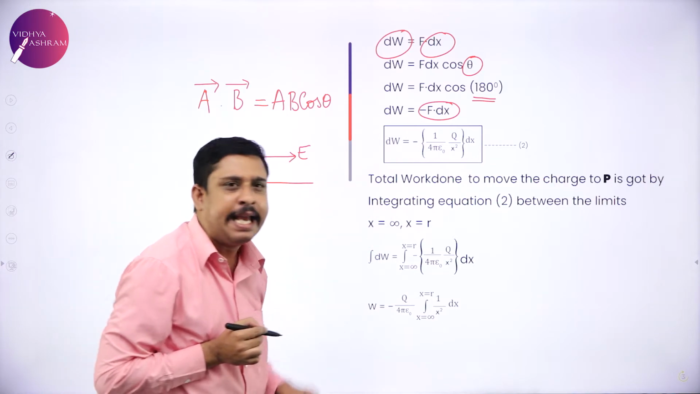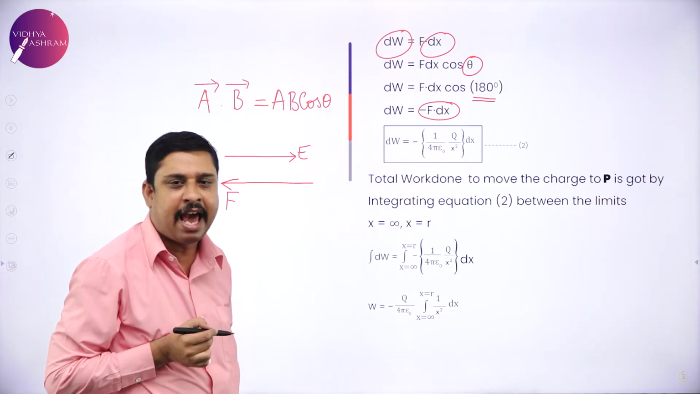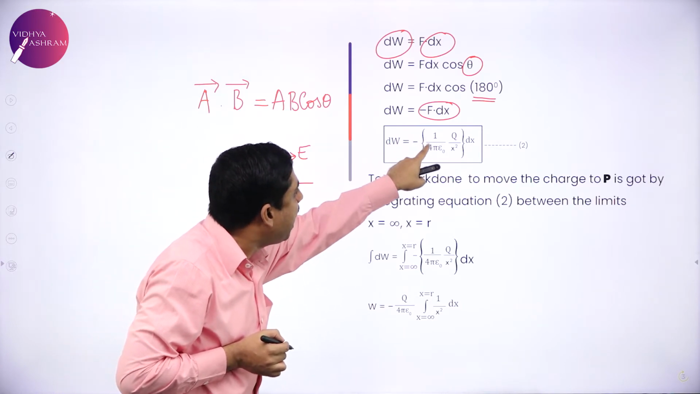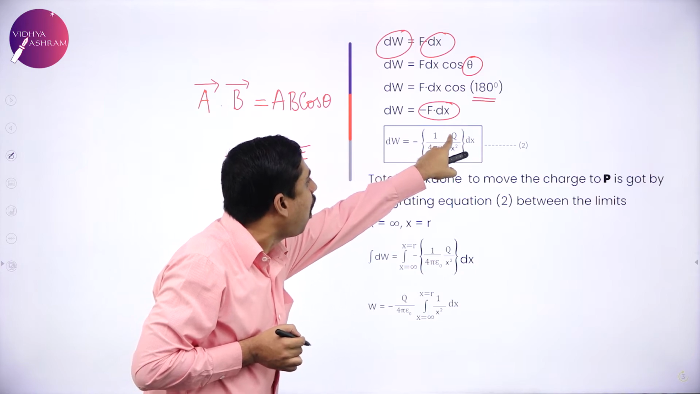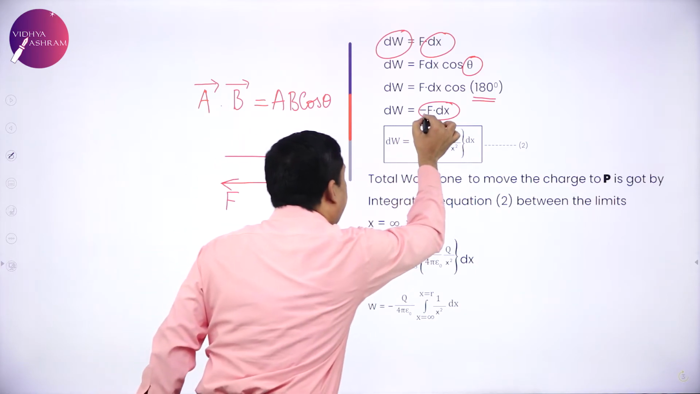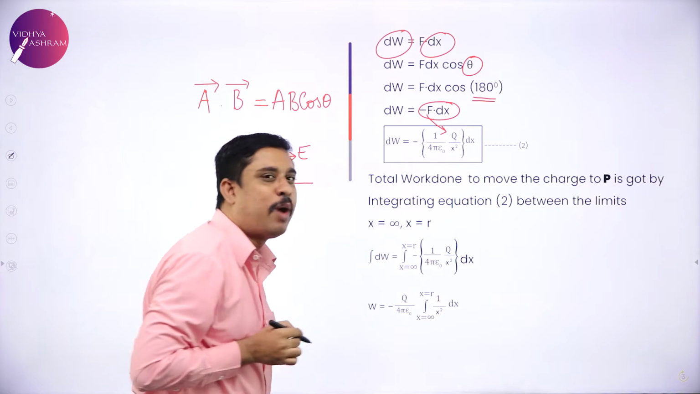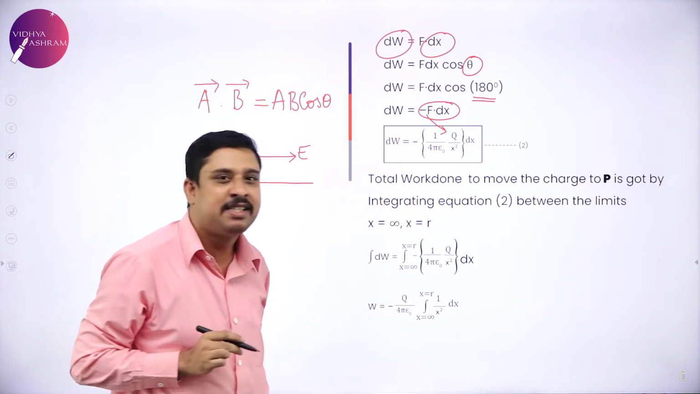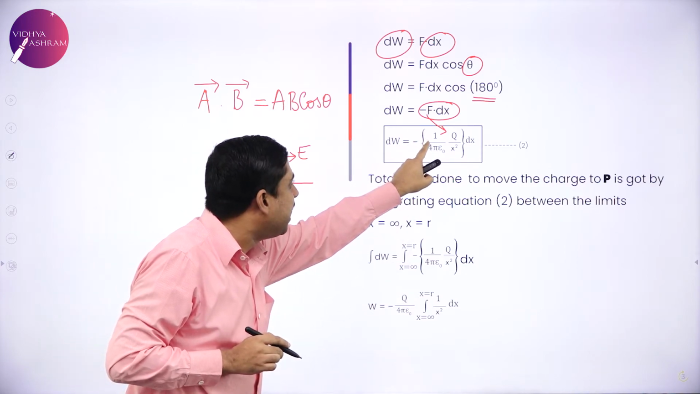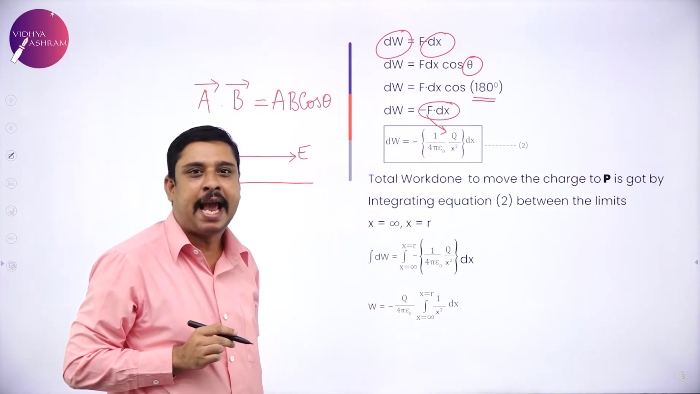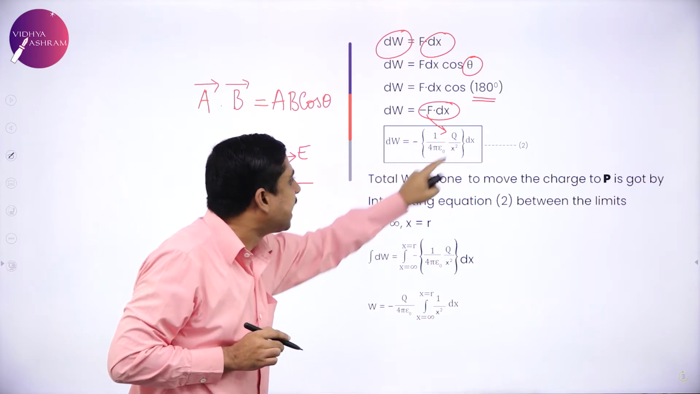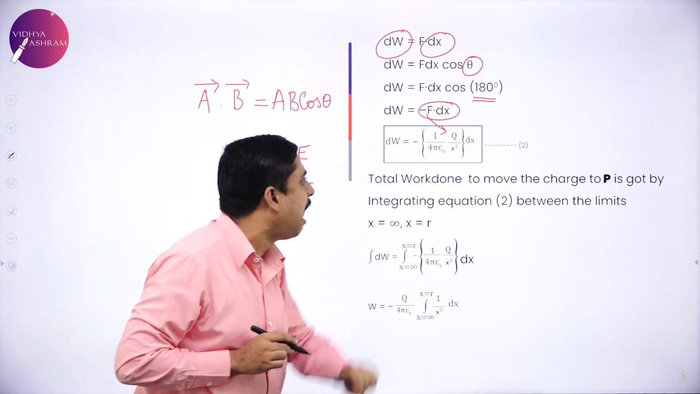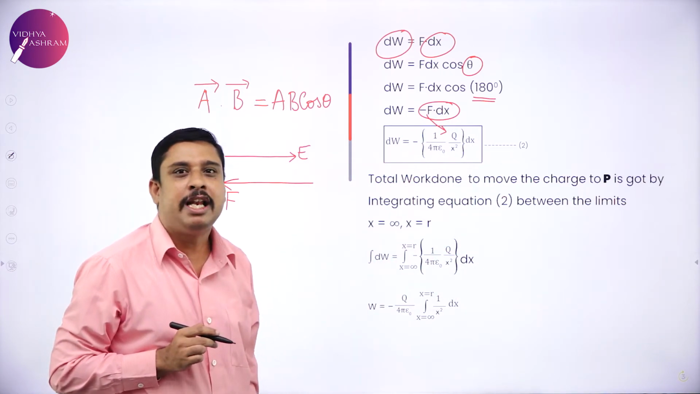I have already calculated the value of F. What was the value of F? 1 by 4 pi epsilon naught, Q divided by x square. So my equation 1 was giving it, and I have substituted for F. So F is 1 divided by 4 pi epsilon naught, Q by x square. There is a minus sign here, I have written it as it is, and I have kept dx as it is. This I call equation 2.